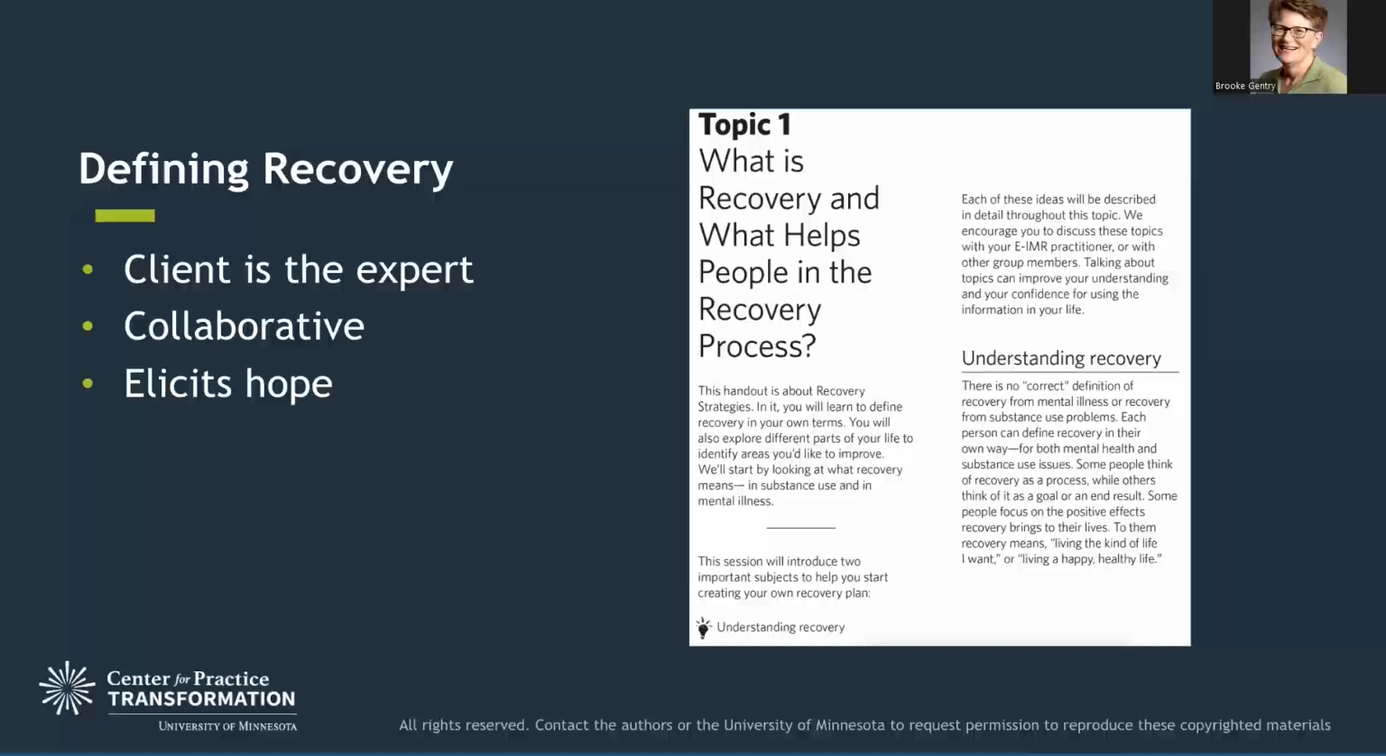And that's really where we're understanding their definition of recovery or wellness or however it is, what they want to do, right? Defining their own recovery, both just in general, but even outside of treatment. And that can be really inspiring for a lot of people that we work with. So in module 1, again, we have these principles that come up. The client is the expert. It's collaborative, and this module 1 really helps to elicit a lot of hope and excitement in the people we work with.